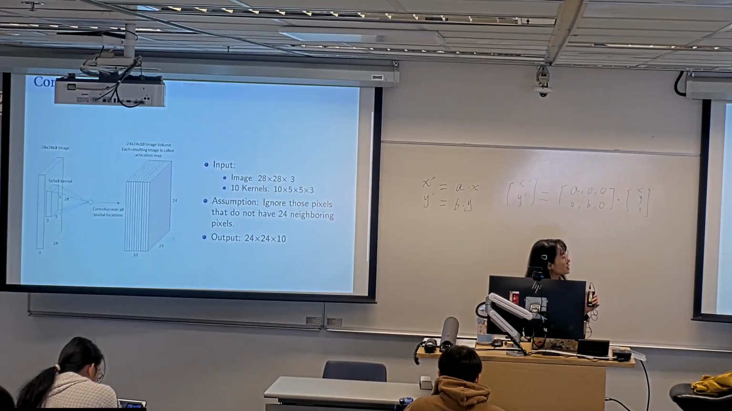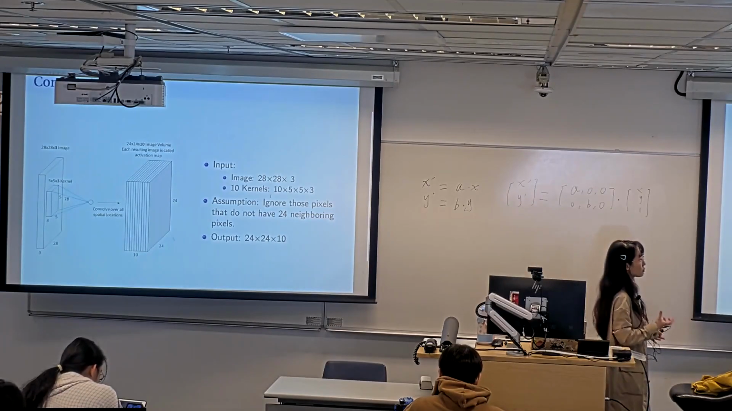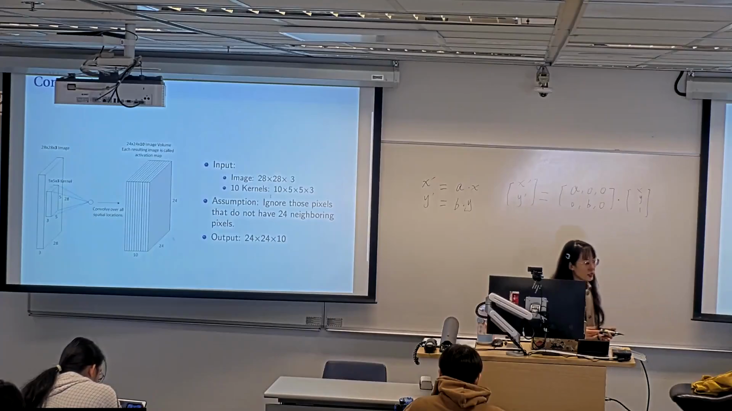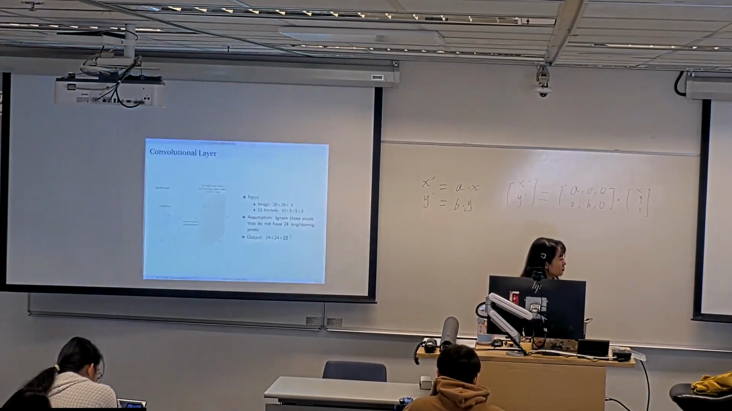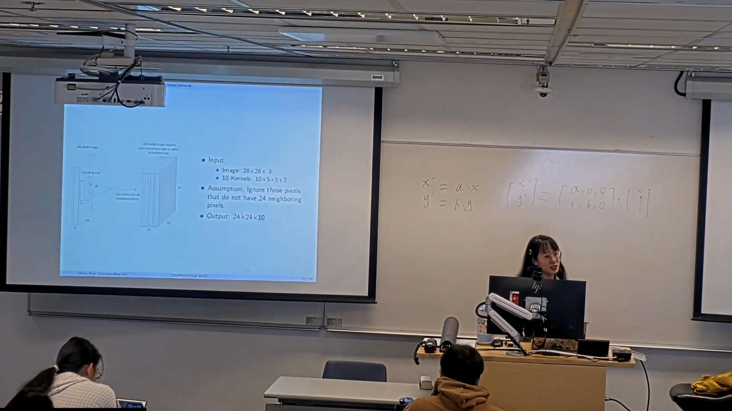So for this convolution layer, the input image is 28 by 28 by 3. The depth is 3, and we apply 10 kernels. That means we apply 10 kernels of size 5 by 5 with depth 3. And with the assumption that we don't do any padding, we ignore those pixels that do not have the full neighboring pixels. And the output will be 24 by 24. This is the spatial dimension. The image size is 24 by 24. And the depth will be the number of kernels we applied, that is 10. And each of the values we get in the output is just from image convolution, which we learned in the last class.